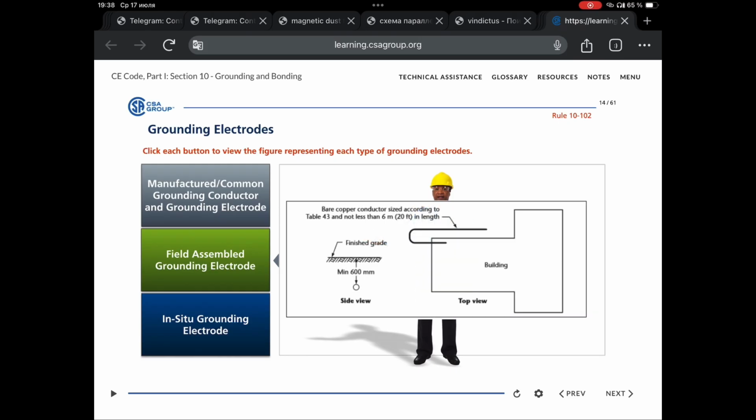Another commonly known grounding electrode is the field-assembled grounding electrode made of a bare copper conductor not less than 6 meters in length, sized in accordance with Table 43, and encased within the bottom 50 millimeters of a concrete foundation footing in direct contact with the earth at not less than 600 millimeters below finished grade, or a bare copper conductor not less than 6 meters in length, sized in accordance with Table 43, and directly buried in the earth at least 600 millimeters below finished grade.